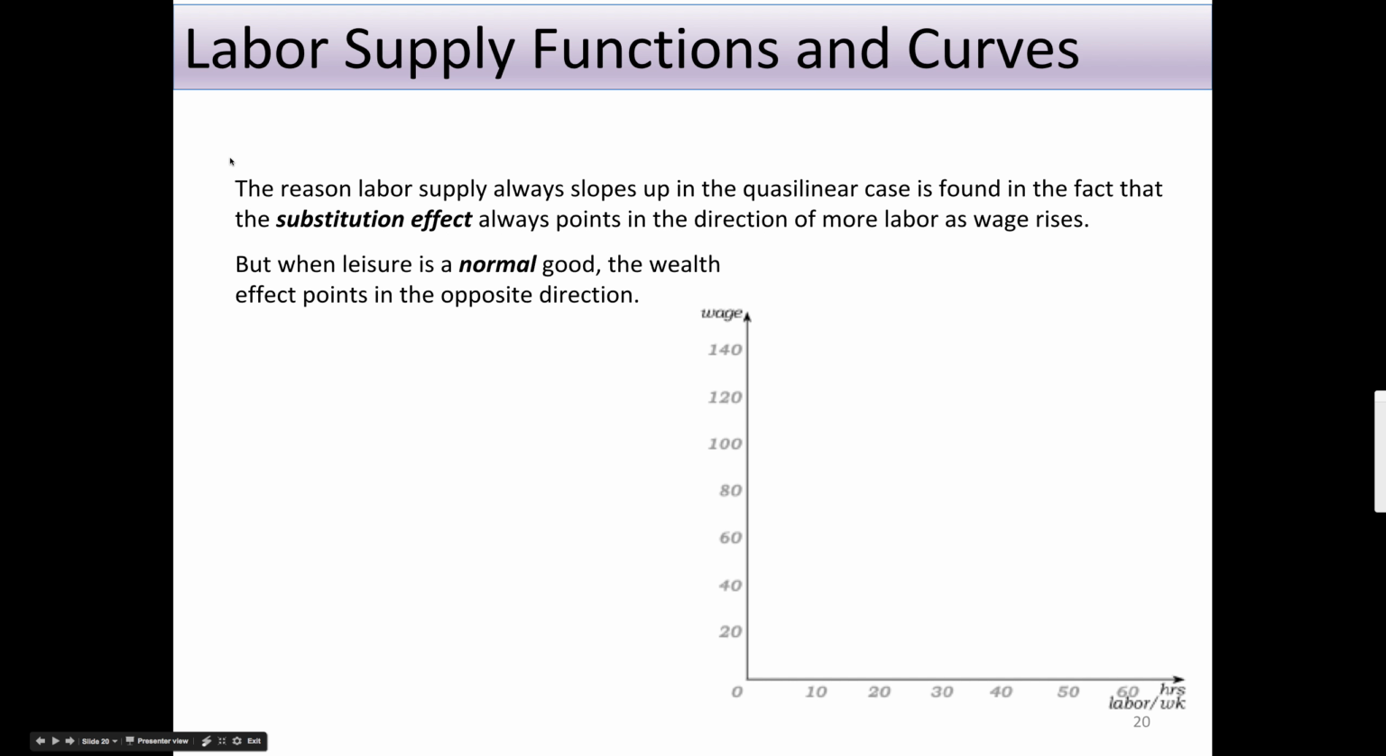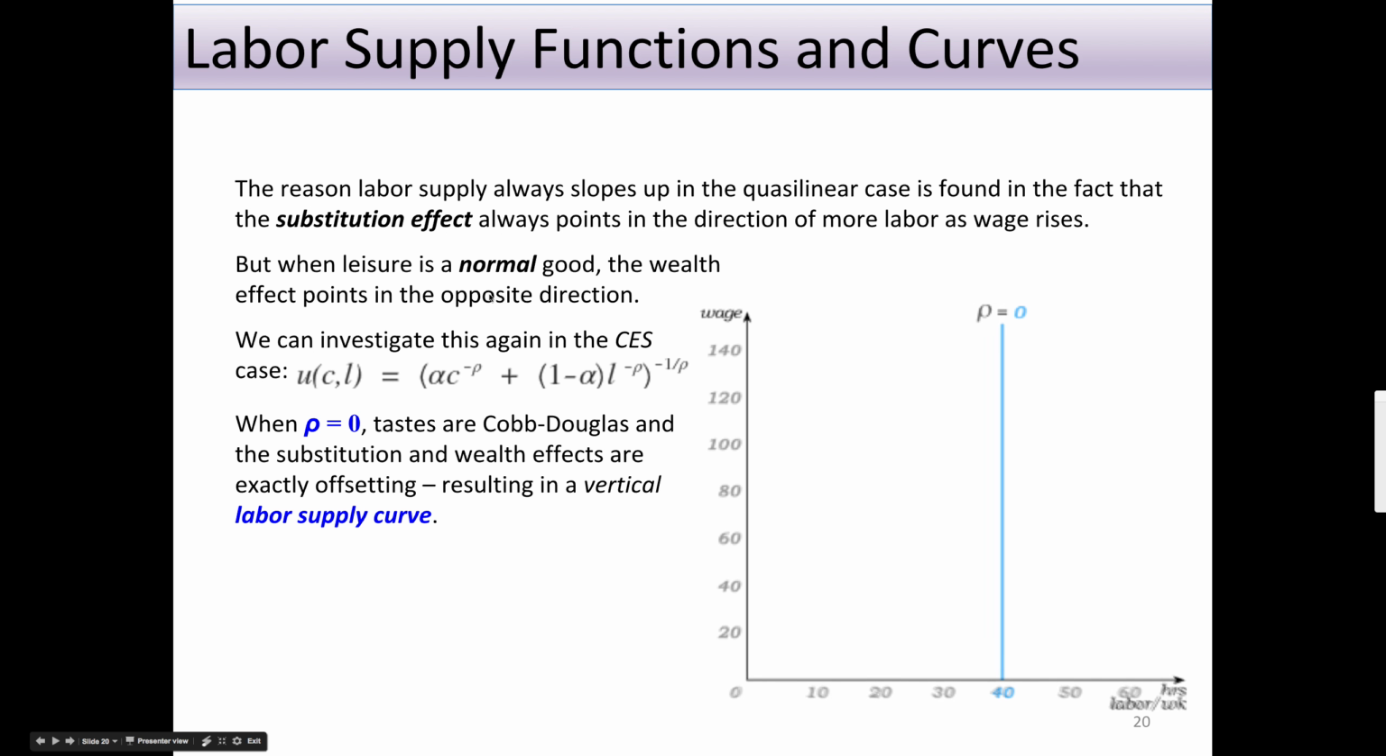So the reason that labor supply always slopes up in the quasi-linear case is because there is only a substitution effect in the quasi-linear case, right? So when the wage goes up, the substitution effect says, hey, work more. There is no wealth effect to counterbalance it, to say, hey, you might want to work less because we're buying more of everything, including leisure, right? So the substitution effect is always pointing in the direction of more labor as wage rises, right? However, when leisure is a normal good, you do have a wealth effect, and it will point in the opposite direction, and it just depends upon if the wealth effect is bigger or not than the substitution effect.